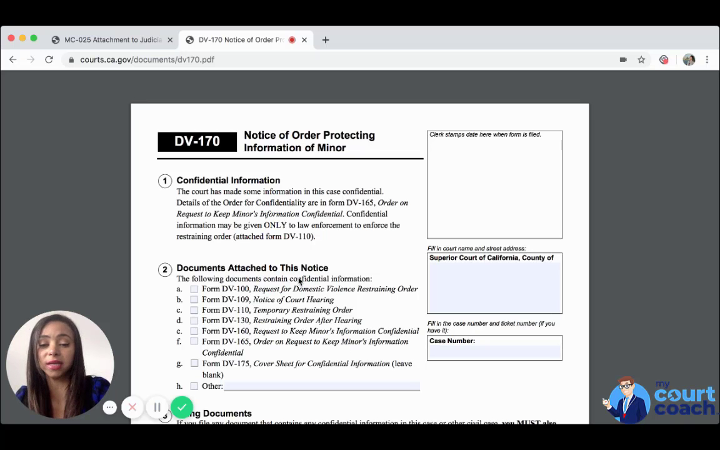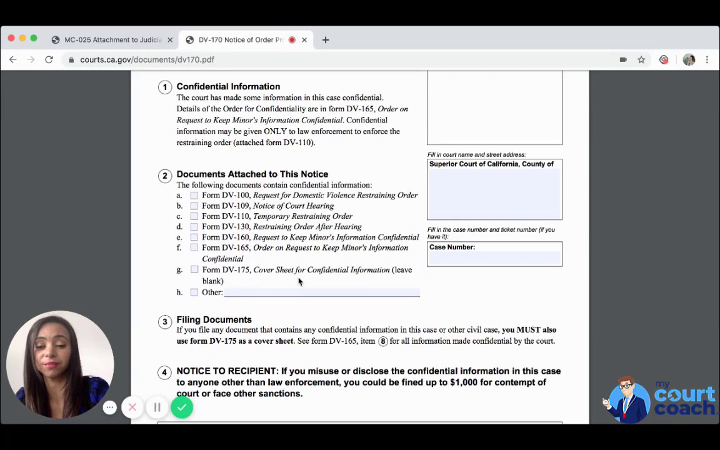So it states the court has made some information in this case confidential. Details of the order for confidentiality are in the Form DV-165, and confidential information may be given only to law enforcement to enforce the restraining order, which is attached to the DV-110. So the documents that will be attached to this notice are the confidential information. The request for the Domestic Violence Restraining Order, so it should be redacted by the time this notice gets attached to it. The notice of court hearing, the temporary restraining order, and if there is a restraining order after hearing, then you would also attach it to this form.